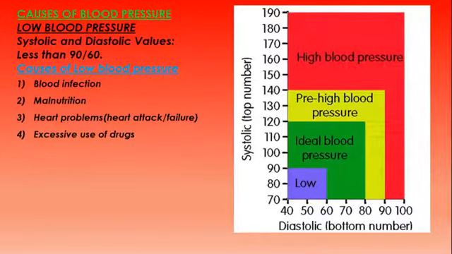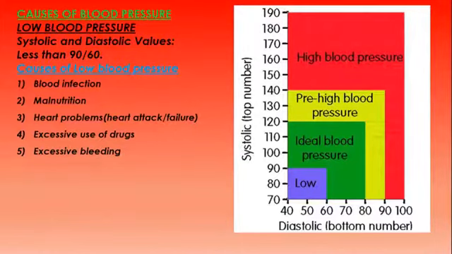Then excessive use of drugs. Oftentimes people are on medication, using drugs, excessive use of drugs to cure other diseases of the body. Now, in an attempt to do this, we tend to lower the activities of the heart, and that leads to low blood pressure. So excessive medication can lead to low blood pressure.